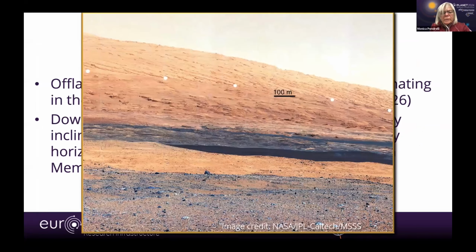Example of downlap directly from Curiosity. These are the beds below, more or less horizontal, and these are clinoforms which are prograding in the basin and hitting the surface. You see this geometry. It means we are moving deposits in this direction.